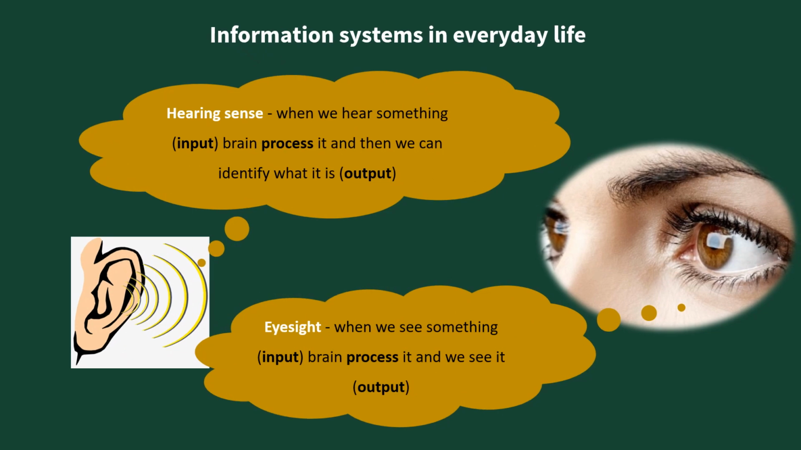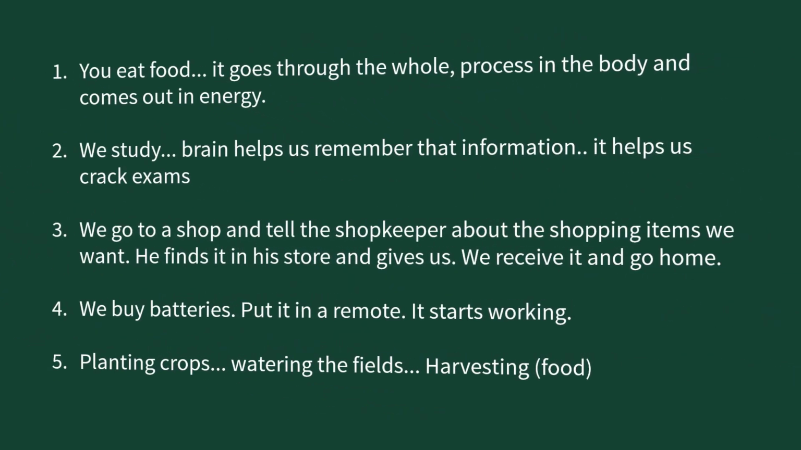Okay students, information system in everyday life, which means the IPO cycle. We can find the IPO cycle in our everyday life activities as well. For example, the hearing sense. When we hear something, it is an input to our brain and then the brain processes it and we can identify what it is. It is a sound. So the sound is the output here. And then we see something and we give an input to the brain and the brain processes it and now we can see it. So it is a bird. It's an output.